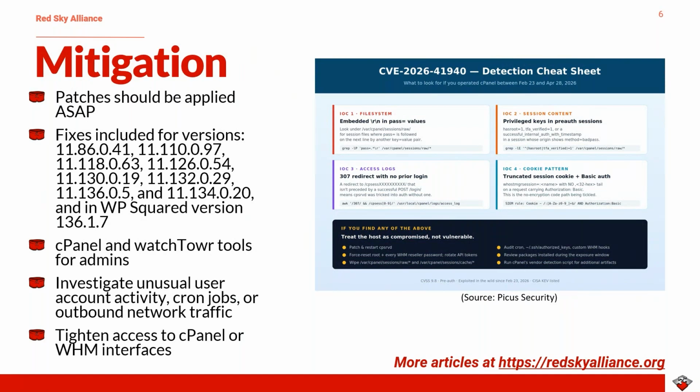Administrators should look out for embedded carriage return line feed values in session files, the presence of privileged keys in pre-auth sessions, 307 redirects with no prior login, or truncated session cookies. Systems should be assumed to be compromised if any of these are found. And to be extra sure, it could also be helpful to investigate unusual user account activity, suspicious cron jobs, or unusual outbound network traffic that could indicate botnet activity or data exfiltration.